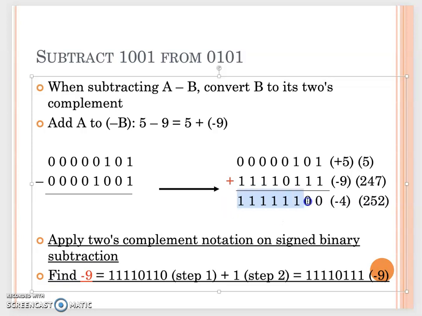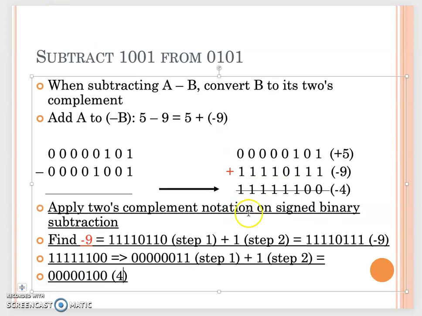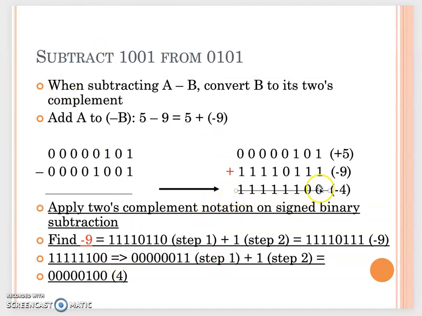But this one you may not see what the value is. But we know 5 plus negative 9 equals negative 4. So later you will find out this value is actually negative 4. How do we know this is negative 4? Of course, this is in 2's complement. To make sure this number is negative 4, you need to find its 2's complement. Here we show how to prove this number is actually negative 4.